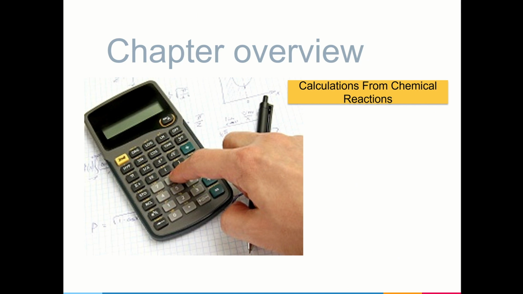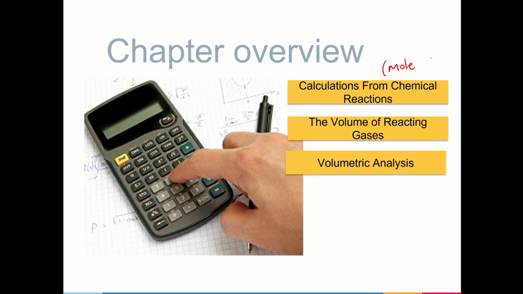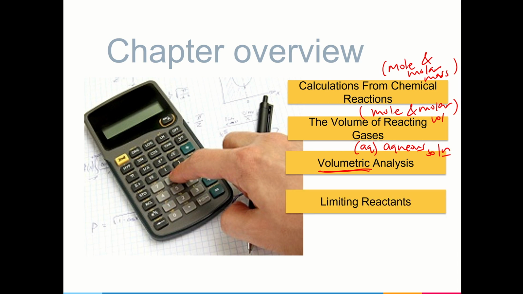So this is a chapter overview. We'll take a look at calculations from chemical reactions, and then we'll look at gases specifically. This is about mole and molar mass, and this is mole and molar volume for gases only. For volumetric analysis, when you see volume, it is referring to aqueous solution. Then we'll take a look at limiting reactants. Sometimes one reagent is in excess, then the other one is limiting.